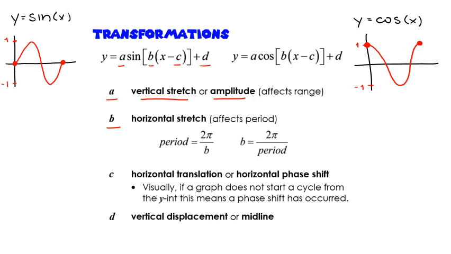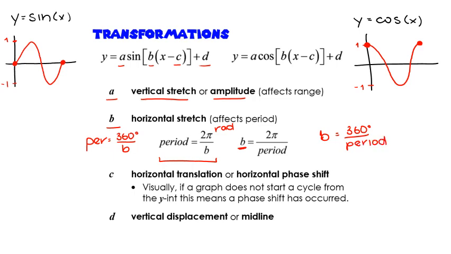So we've got two formulas. If you're working in radians, the period is going to be 2 pi divided by our b value. Now, if you're working in degrees, then the period is just equal to 360 degrees divided by b. Now, if you rearrange the formula to solve for b instead, then in radians, b is going to be equal to 2 pi divided by the period. But if you're working in degrees, the b value would just be 360 degrees divided by the period.